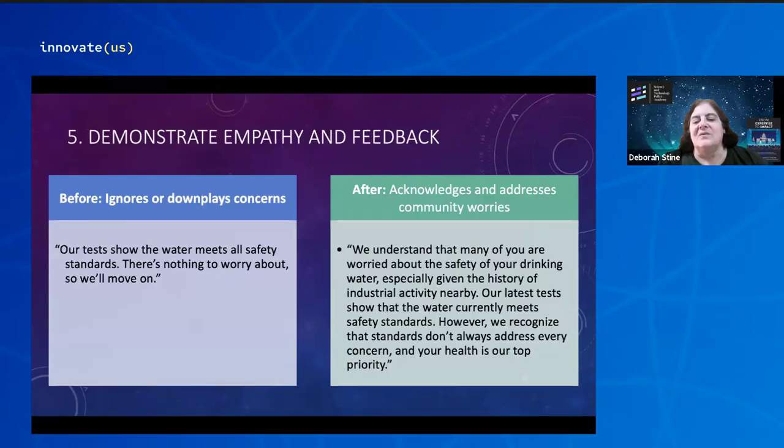Right? So an alternative would have been to say, we understand that many of you are worried about the safety of your drinking water, especially given the history of industrial activity nearby. Our latest tests show that the water currently meets safety standards. However, we recognize that standards don't always address every concern, and your health is our top priority.